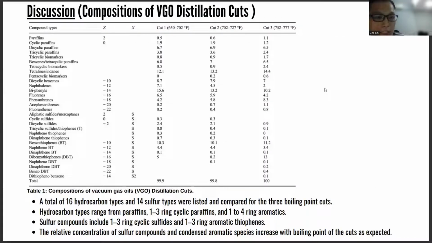And this is the table for the composition of vacuum gas oil distillation cuts. A total of 16 hydrocarbon types and 14 sulfur types were listed and compared for the 3 boiling point cuts. Hydrocarbon types range from paraffins, 1 to 3 ring cyclic paraffins, and 1 to 4 ring aromatics. Sulfur types include 1 to 3 ring cyclic sulfurs and 1 to 3 ring aromatic thiophenes. The relative concentration of sulfur compounds and aromatic species increases with the boiling point of the cuts.